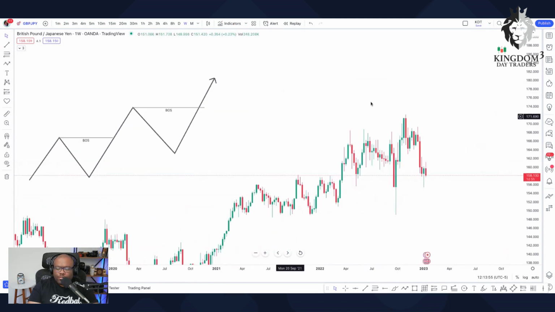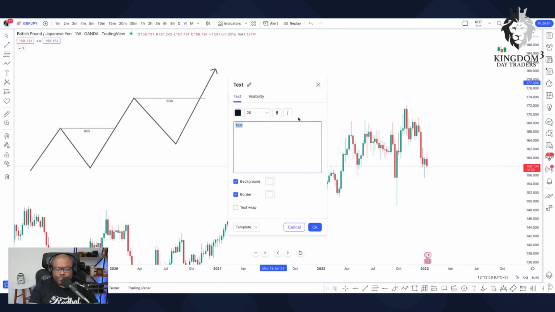So for your notes, this is what you want to do. In an uptrend, you want to be looking for demand zones, right? And in a downtrend, you want to be looking for supply zones.